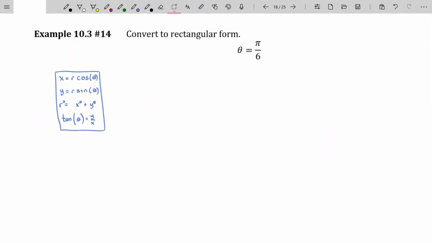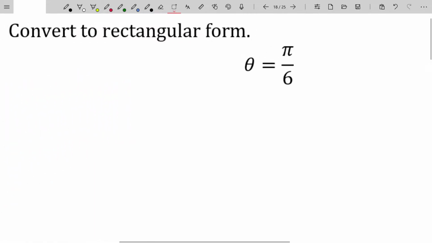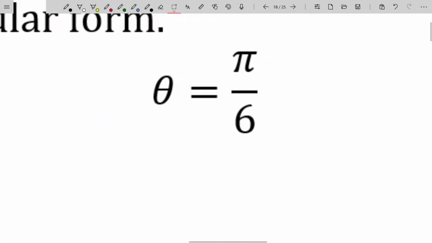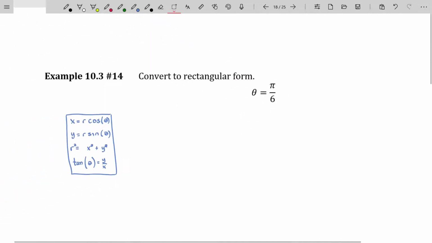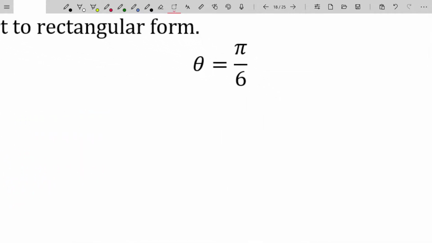What if instead you're dealing with this? Convert this to rectangular form. You have the equation in polar coordinates. Theta is always equal to pi over 6. Notice how I said that. Theta is always equal to pi over 6. None of these formulas really are going to help you. They kind of will, they kind of won't. Actually, there's one there that will help. But I'm going to go ahead and just say, let's build a table of values.